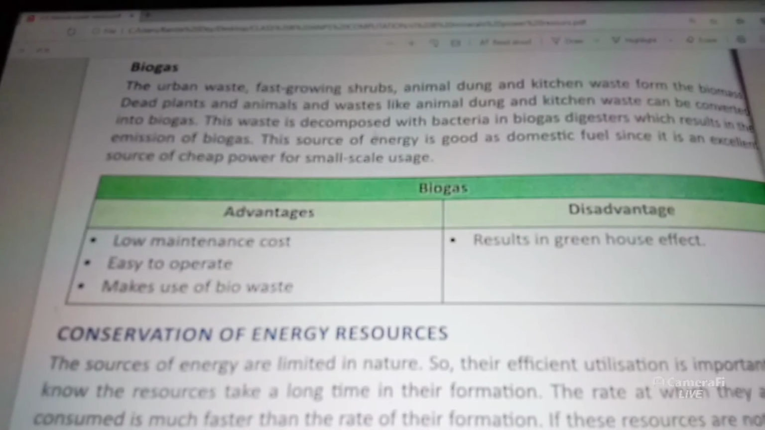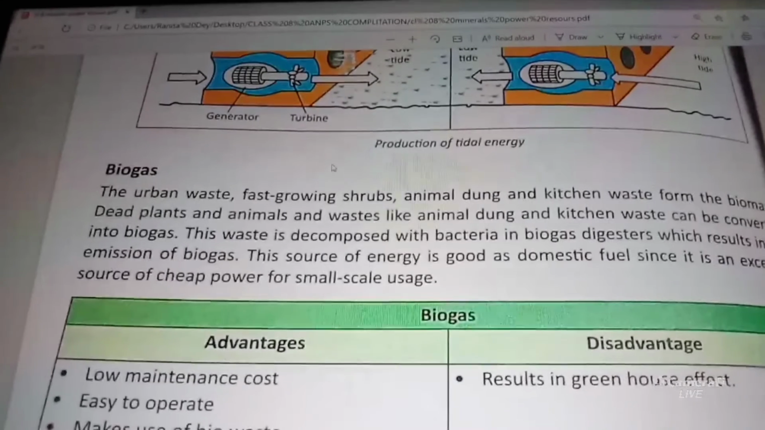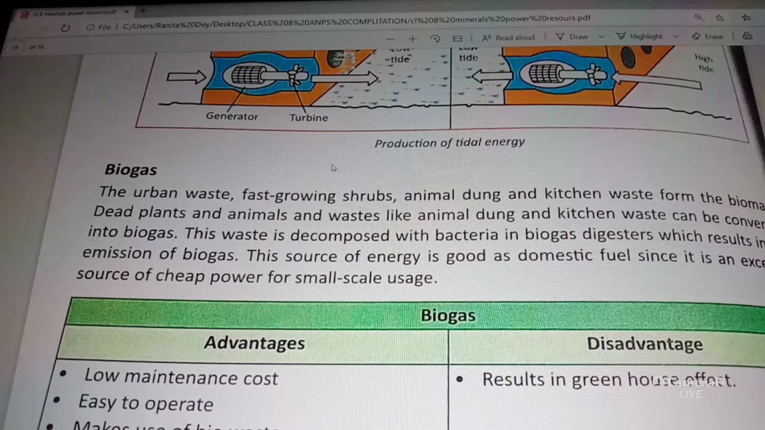This waste is decomposed by bacteria in biogas digesters, which results in the emission of biogas. This source of energy is good as a domestic fuel, since it is an excellent source of cheap power for small-scale uses. If we want to use it on a small scale, it is easy to do, but if we want it on a huge scale, then we have to build a biogas plant.